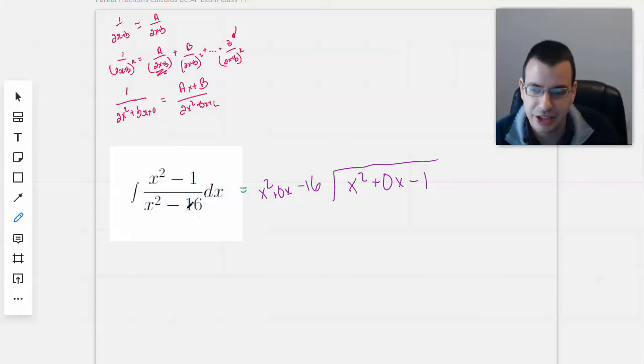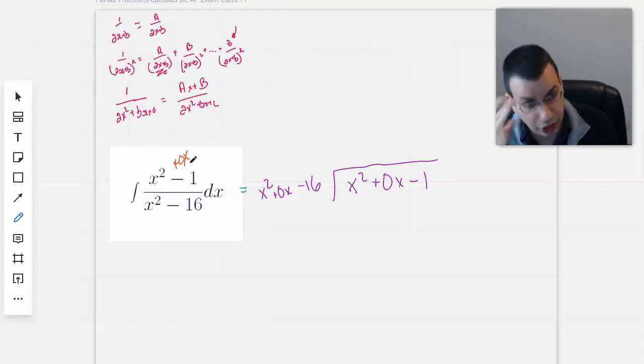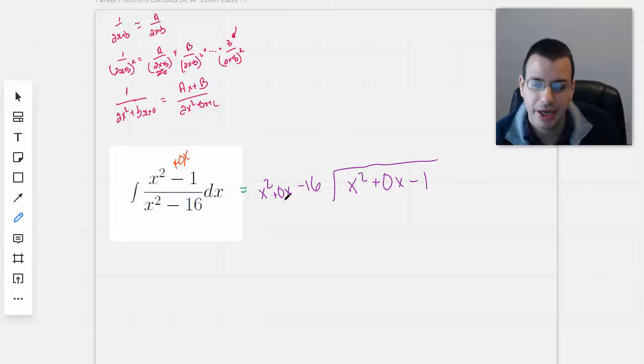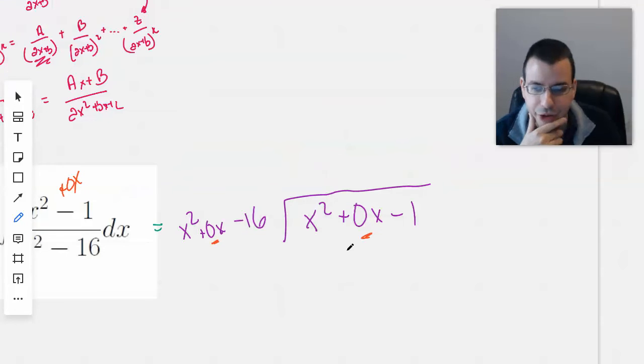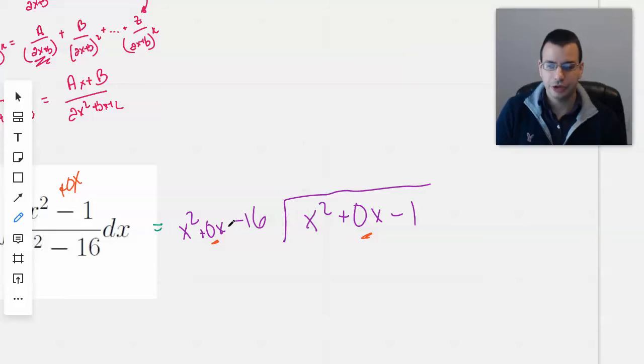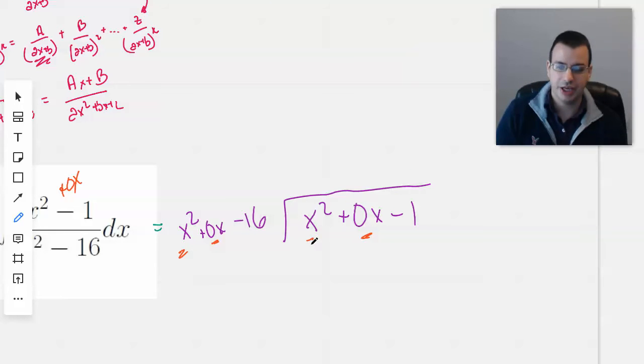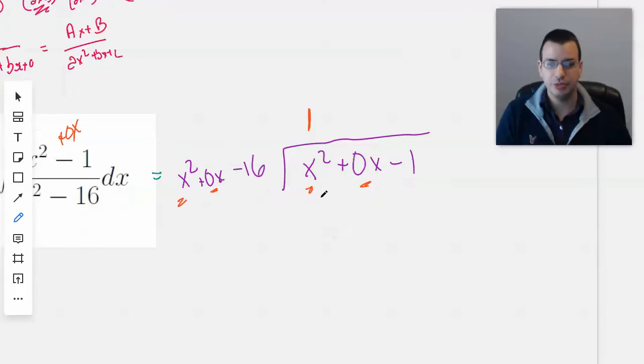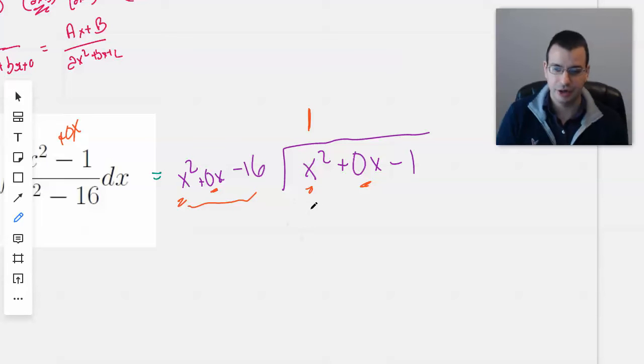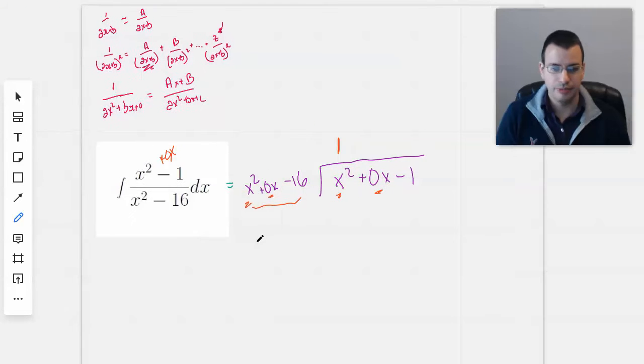So I added in the 0x here because you can always add 0 in life, and you can always multiply by 1. So I'm adding 0x's here pretty much as a placeholder, so you don't forget that there's something there. So you look at the highest order, which is the x squared. So there's x squared here, x squared there. We can have 1. So then you multiply that 1 by this section right here. So this is the numerator.